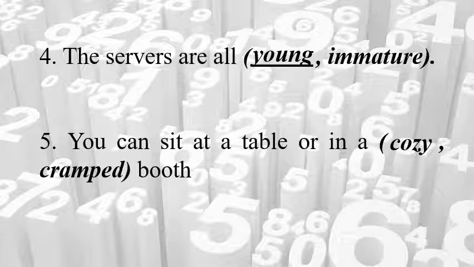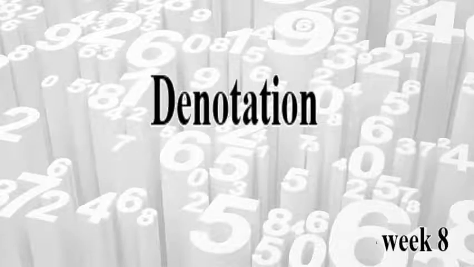Number 5, you can sit at a table or in a, is it cozy or cramped? Both. If you answer cozy, then you are correct. So that was all about connotation.